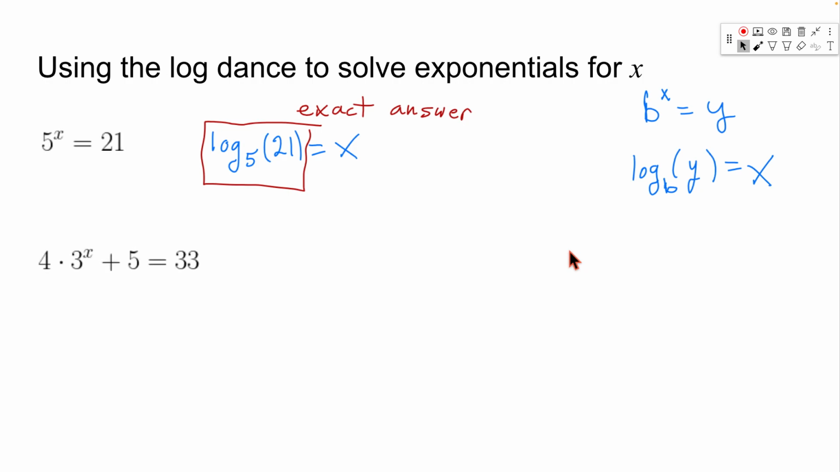So that was a simpler one. Let's go through a few of these. It's going to be the same process. We won't necessarily look at every way of solving it, but we'll do the same thing. So we've got this function. Can we do the log dance at this place? No, we've got to isolate the exponential before we can. So what could we do to isolate the exponential?